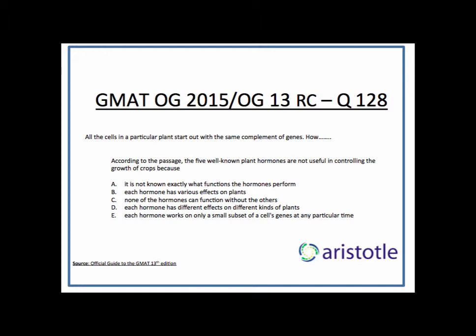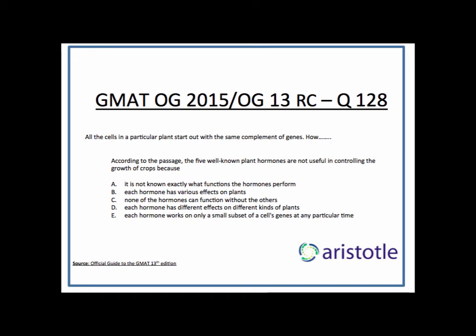The first question is 128, which says, according to the passage, which means it's a detailed question. The five well-known plant hormones are not useful in controlling the growth of crops because, very easy, I remember it clearly, they have more than one function, because they are pleiotropic. It's clearly written in the second paragraph. So A says, because it is not known what function the hormones perform. No, because they perform too many functions. So B says, because each hormone has various effects on plants. That is your answer.